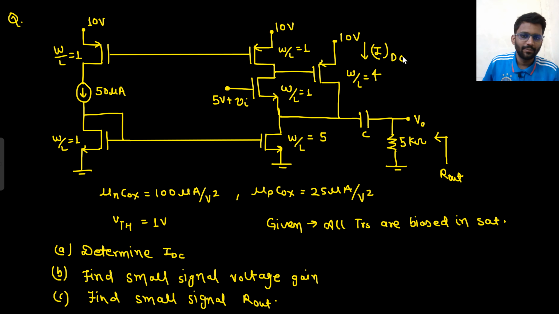I just made the IDC more clear. IDC current is the current in the W by L by 4 MOSFET, this PMOS MOSFET you can say. So this is the IDC current. So first you need to determine the IDC current. So you have to do the DC analysis. So let's do the DC analysis.